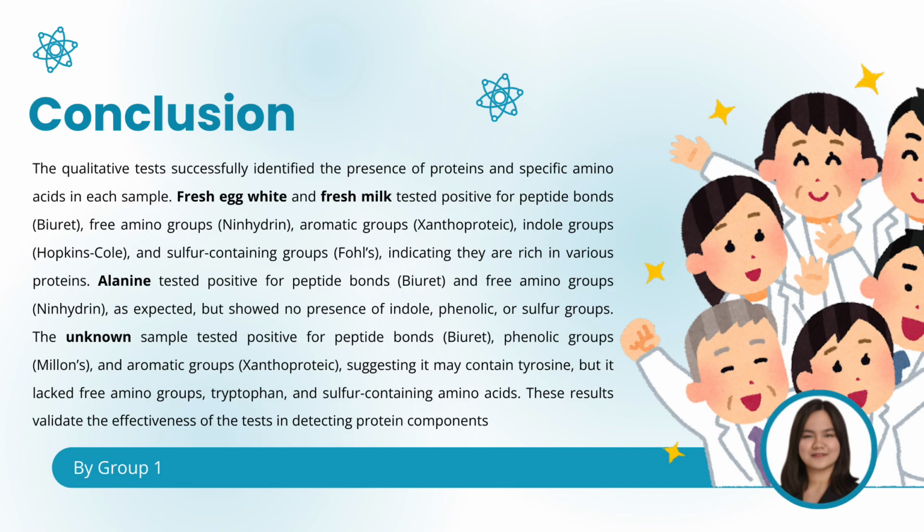Alanine's results confirmed its expected structure by testing positive for Biuret and ninhydrin, but it did not show the presence of indole, phenolic, or sulfur groups. The unknown sample tested positive for Biuret, Millon's, and Xanthoproteic, indicating it has tyrosine-based proteins, but lacks other groups like free amino groups and sulfur-containing amino acids.